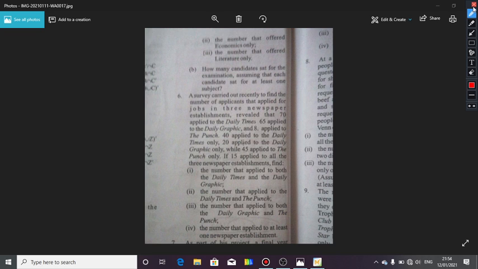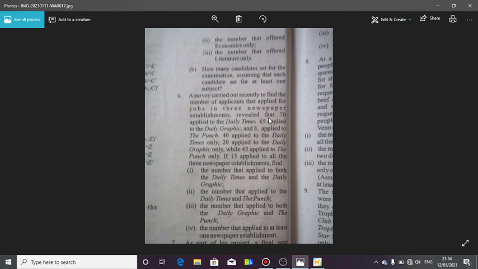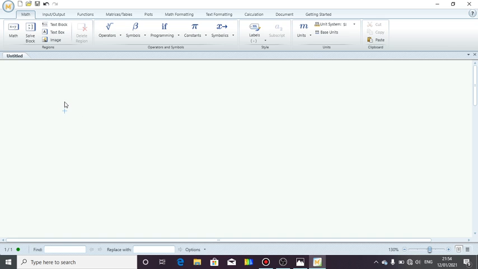Okay, so let's go on now. Before we start, let's define each of the information given. We have Daily Times, we have Daily Graphics, and we have Punch. So there are 3 newspapers here. So this question is on 3 sets. So you are going to have a Venn diagram of 3 circles connecting each other. So let's go to our write-off page so that we write what we want.